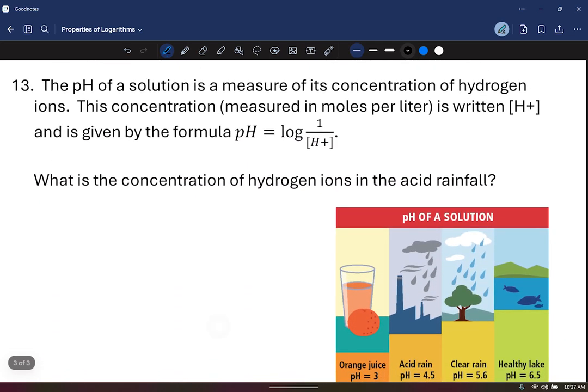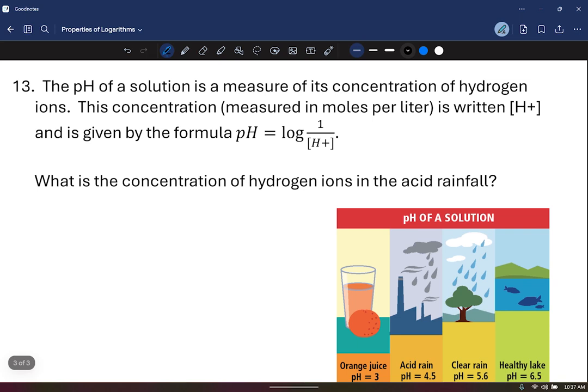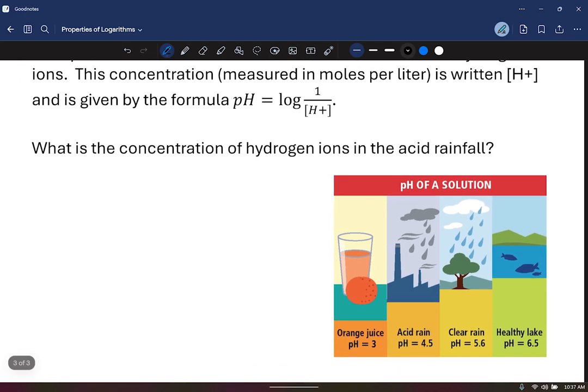All right, the pH of a solution is a measure of its concentration of hydrogen ions. This concentration that's measured in moles per liter is written H plus and is given by this formula. What is the concentration of hydrogen ions in acid rainfall? So if you look at acid rain, the pH is 4.5. So in order to solve for H plus, we have to be able to plug in for the pH. So the pH is 4.5.